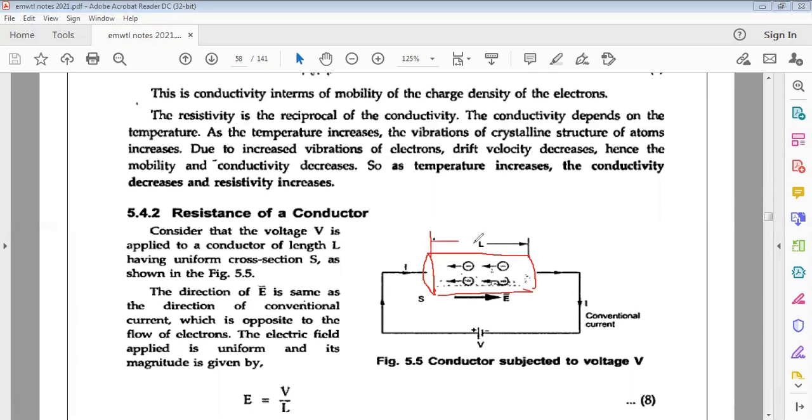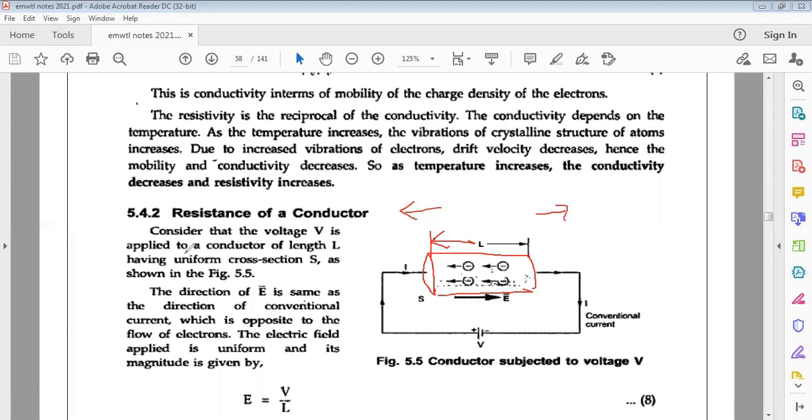It's a conductor having the length L. Apply the voltage V. The free electrons move towards the positive direction, the field is in this direction, and the current flow is also in this direction only. That is called conventional current.